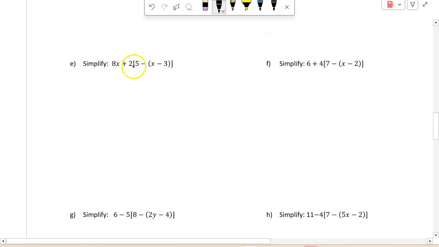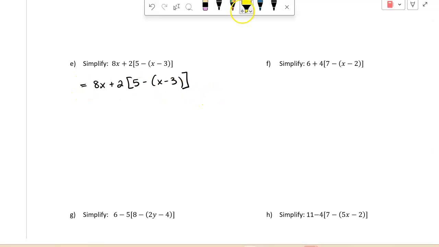But I will do E because you see a different type of symbol. This is a bracket, not a parenthesis. But the truth is it's exactly the same. It's just that parentheses are already in use inside of the bracket. So it's just another way of making parentheses, honestly. I'm going to rewrite the problem. And what we want to do is work from the inside out. We want to get rid of parentheses, but start inside. So I'm going to focus on getting rid of these parentheses first.